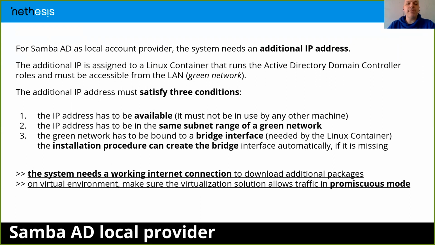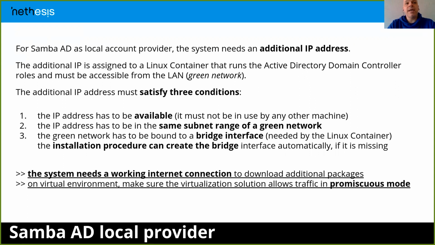When installing Samba Active Directory as a local account provider, the system needs an additional IP address. The additional IP is assigned to a Linux container that runs the Active Directory domain controller role and must be accessible from the LAN, the green network. So the additional IP address must satisfy three conditions.